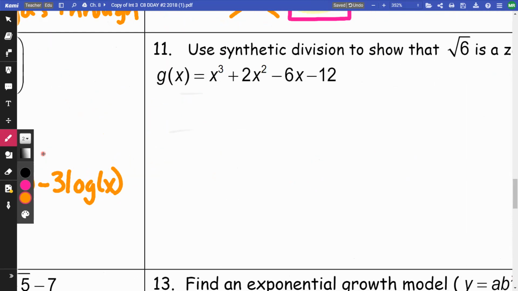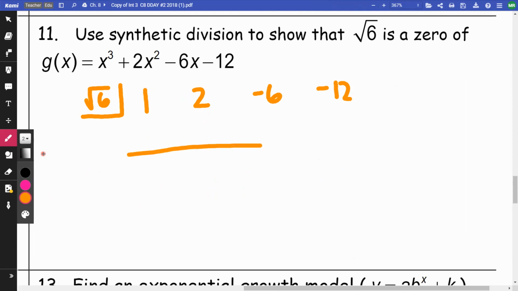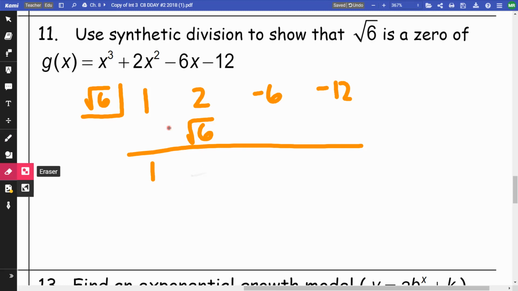On 11, we're going to use synthetic division to show that root 6 is a 0. So I'm going to put in root 6 in my synthetic division with a 1, a 2, a -6, and a -12. Okay, I bring down my 1. 1 times root 6 is root 6, and I get 2 plus root 6. I'm going to write it in alternating colors just so that you can see which goes where, because it's going to get a little tight here.